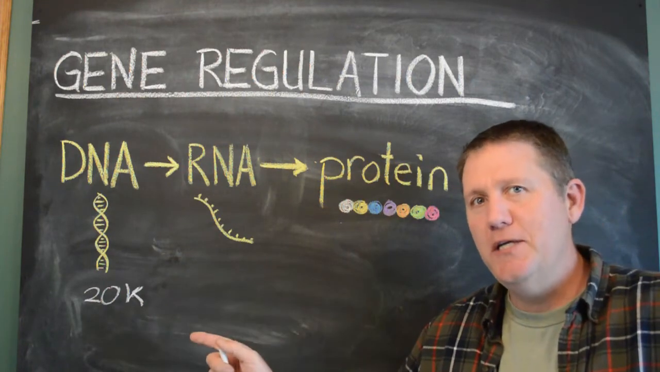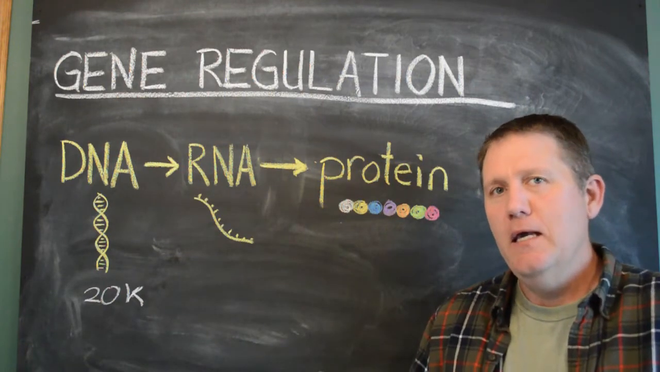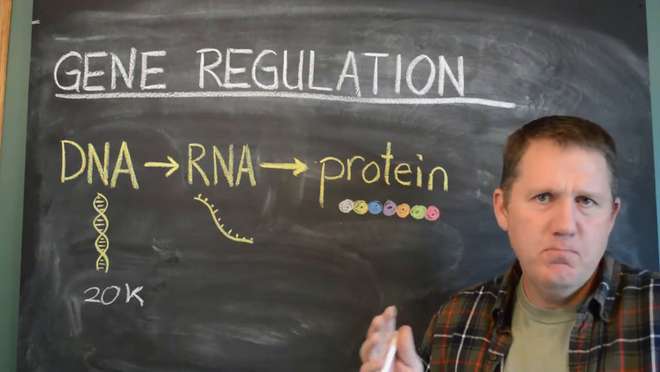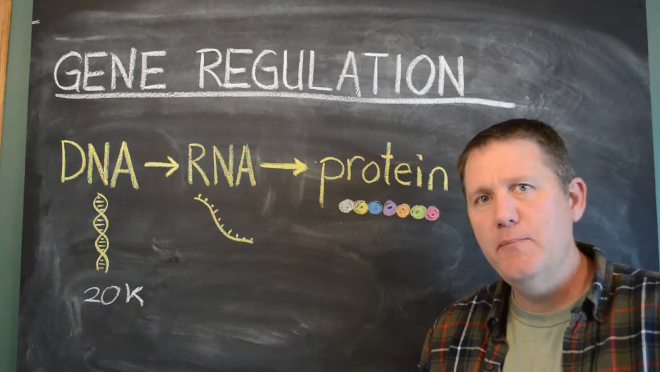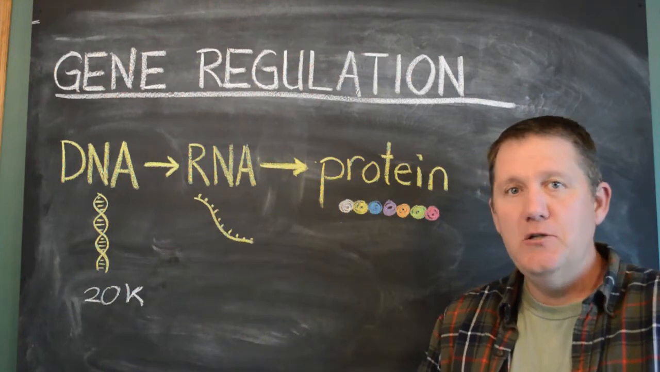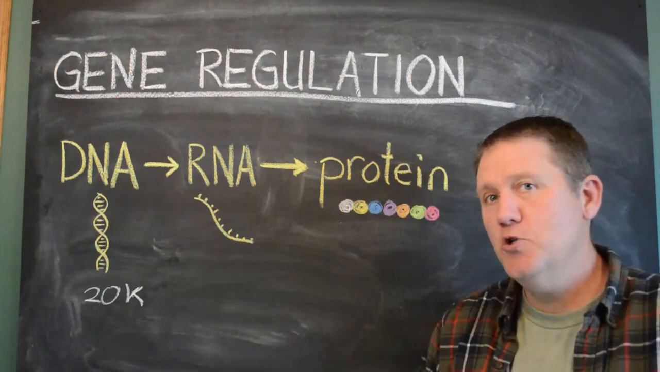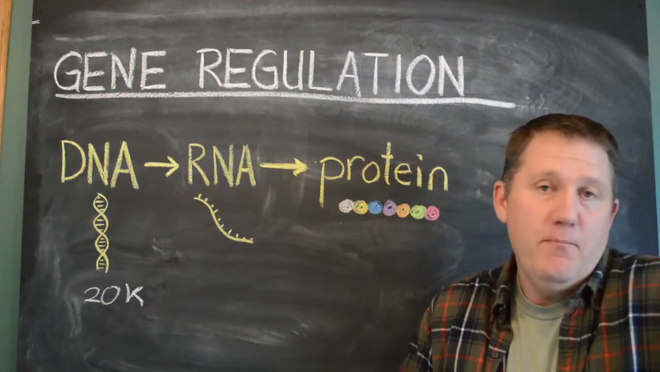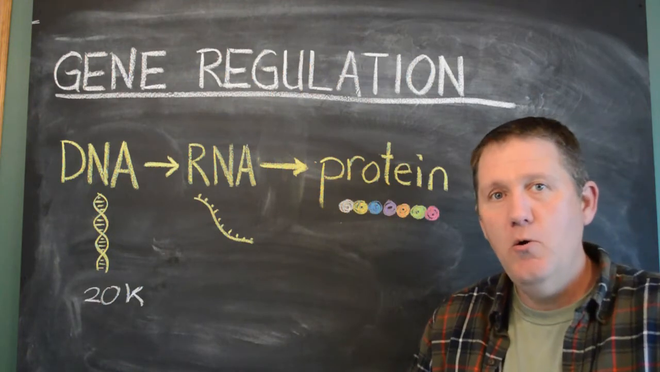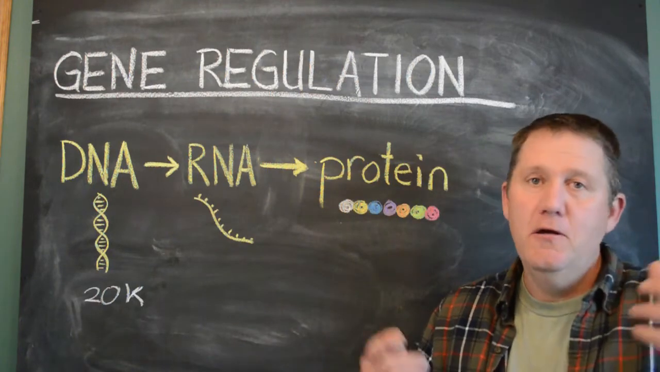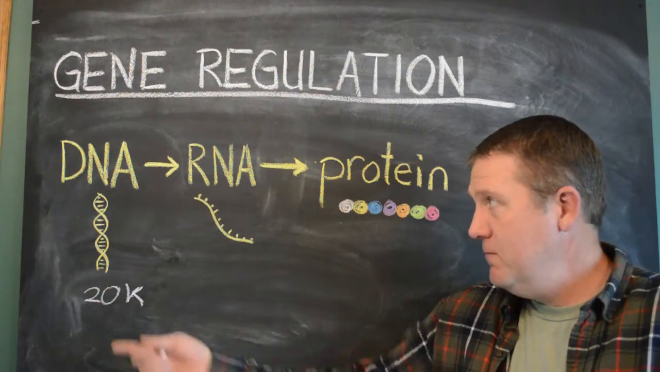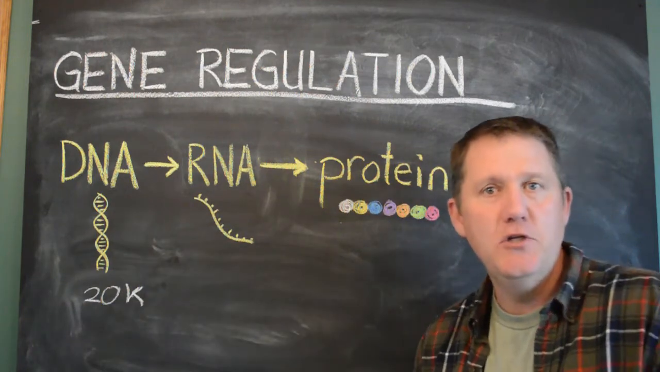It's not just one gene, and it's not all of them. Each cell expresses probably somewhere between 10 and 30% of the genes within it. 10 to 30% of that 20,000. That's not a lot, but it makes sense, right? That's how a brain cell and a liver cell become different, because they express different parts of the genome.